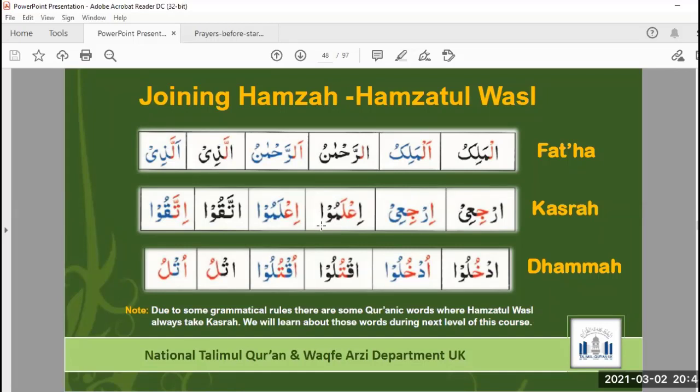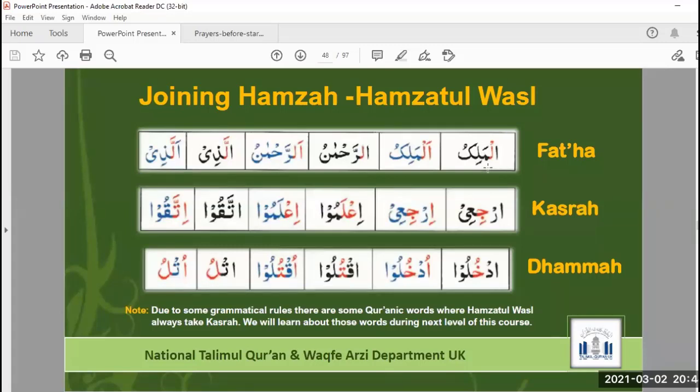So if you remember these two separately, then you know that the only two left are Fatha and Kasra. You have dealt with Dhamma, so with Fatha and Kasra, Alif will always take Kasra. The Lam is standalone. If Hamzatul Wasl is followed by a Lam, Fatha, Alif will always take Fatha.